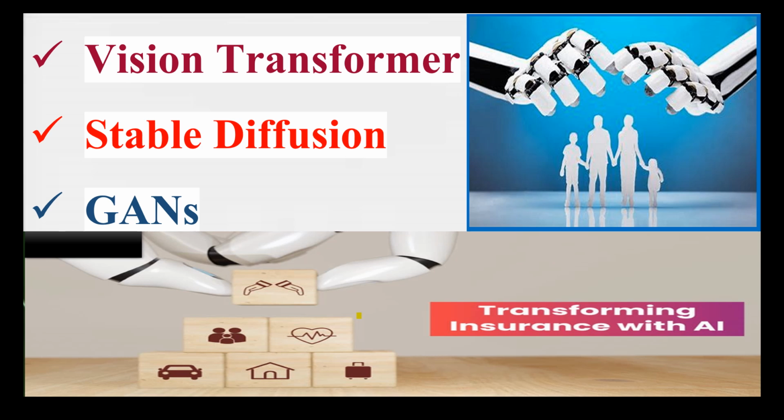Now, as the world becomes increasingly digitalized, the insurance industry is on the cusp of a profound transformation. But with the power of AI image synthesis at its fingertips, insurance companies can revolutionize the way they assess risk, streamline processes, and improve decision making. So, today we will explore the cutting edge technologies of vision transformers, stable diffusion, and generative adversarial networks and their potential to reshape the future of insurance.